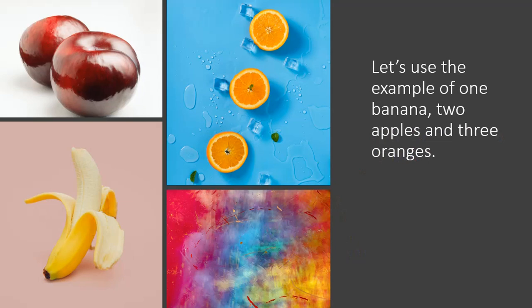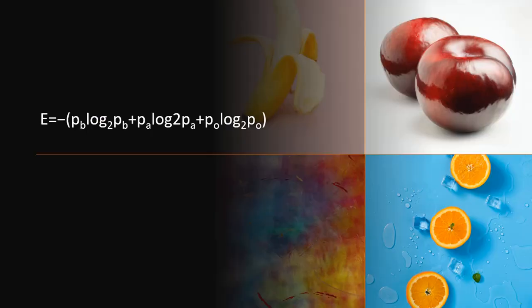Let's show an example here with fruit. We will have 1 banana, 2 apples, and 3 oranges. So that's 6 pieces of fruit. And going back to our entropy formula, we have E equals negative probability of banana times log base 2 of probability of banana, plus probability of apple times log base 2 of probability of apple, plus, and it's right here at the end, probability of orange times log base 2 of probability of orange.